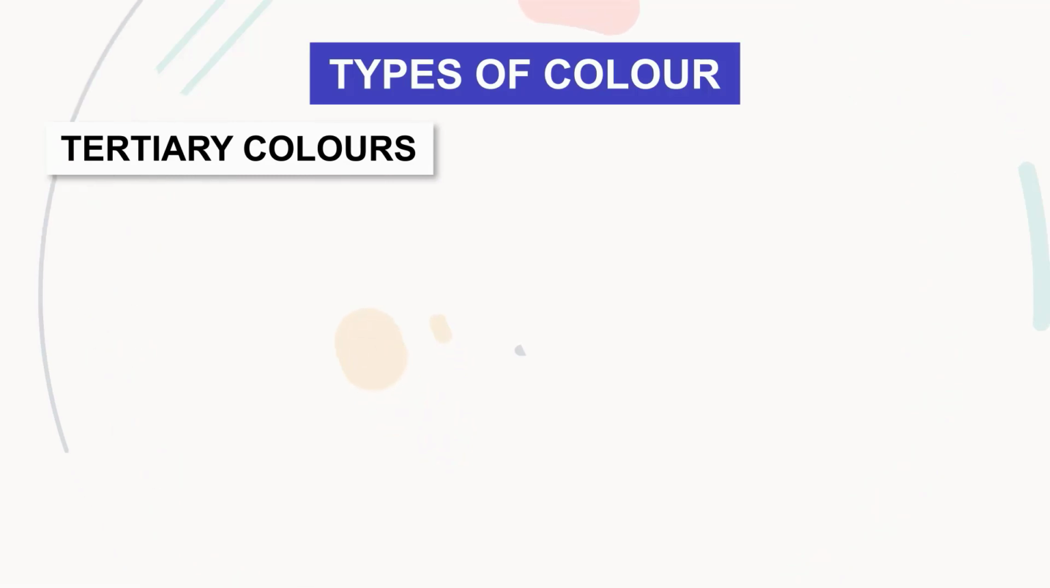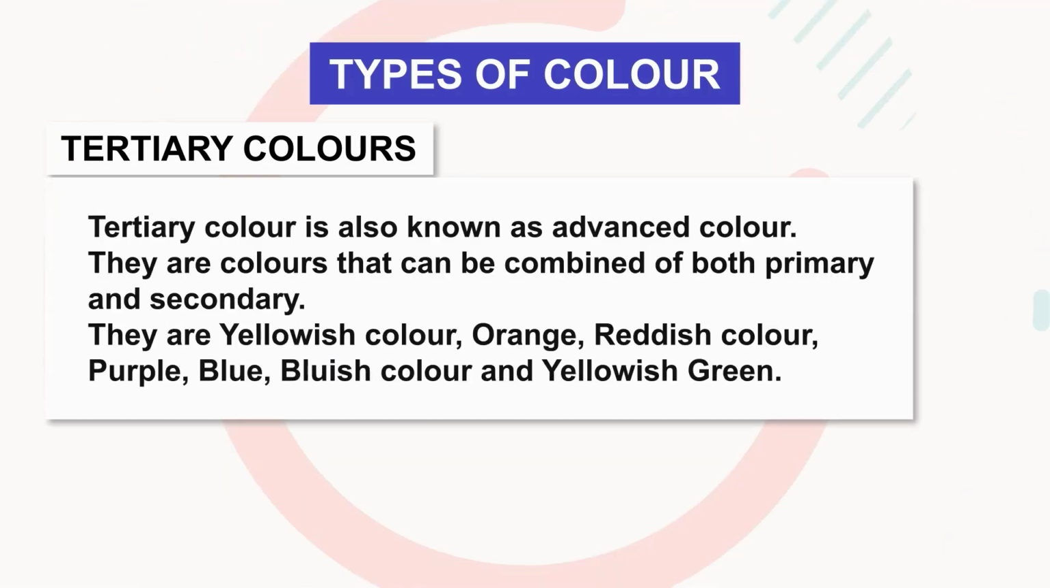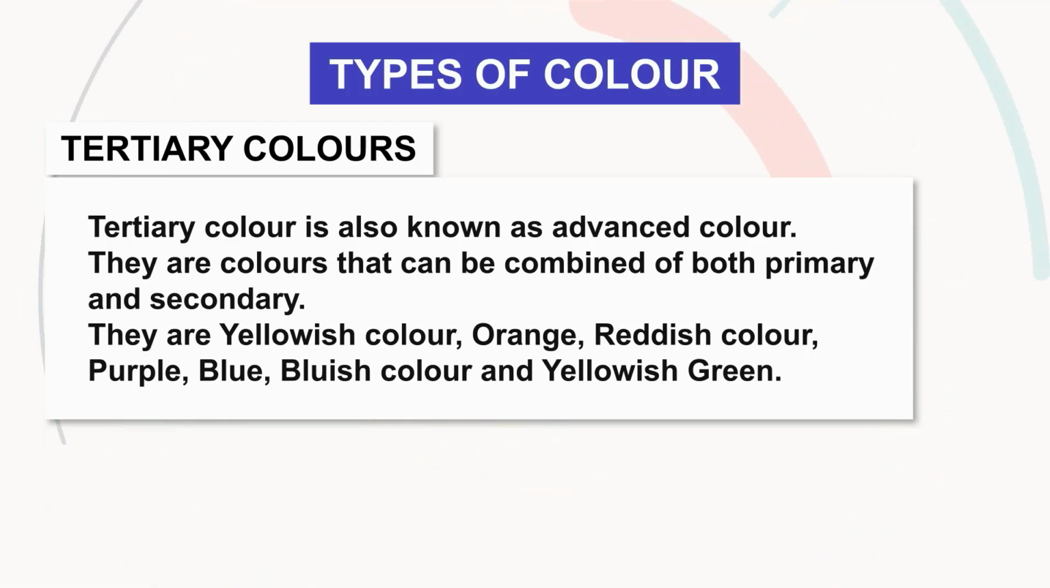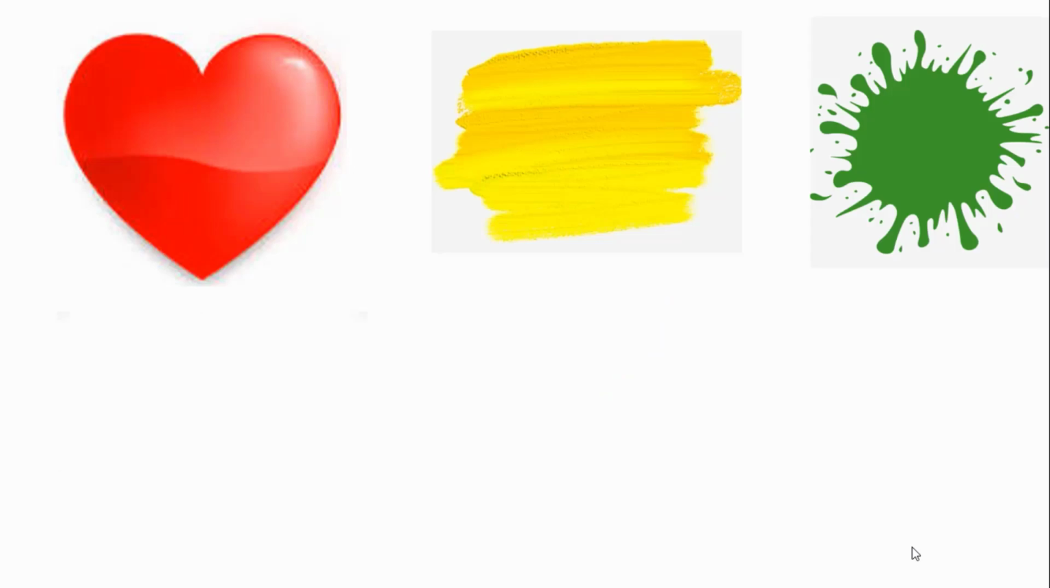Tertiary colors. Tertiary color is also known as advanced color. They are colors that can be combined of both primary and secondary. They are yellowish orange, reddish purple, bluish, and yellowish green.